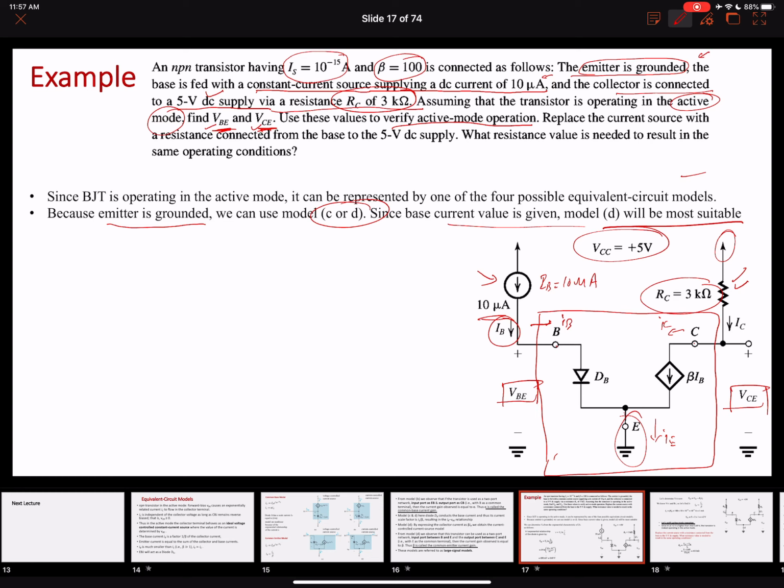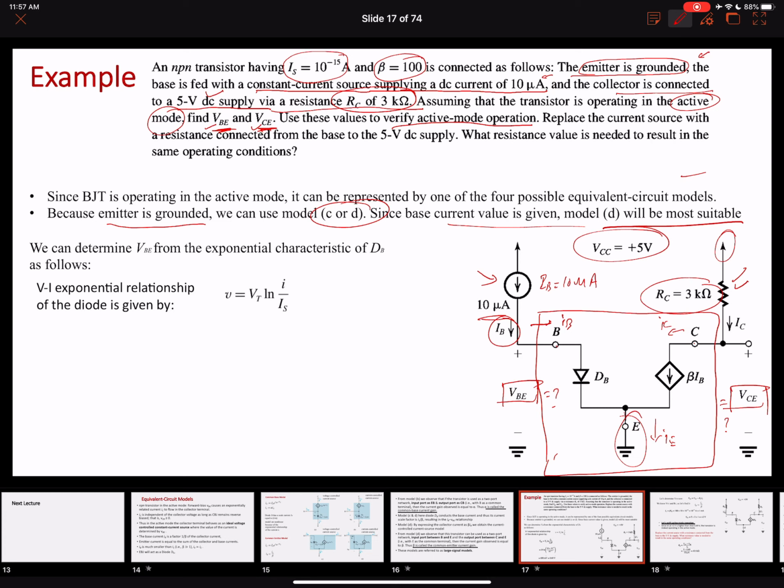Okay, so let's start with finding this value, VBE. In order to find the VBE value, or the potential drop across the diode, we know that it will follow this exponential characteristic. And if you remember, for the diode, we can write this exponential characteristic something like this, right? So we have a thermal voltage and the natural log of the ratio of the currents, which is the current flowing through the diode to the scaling or saturation current. So let's see if we have to rewrite this equation more precisely for our circuit.